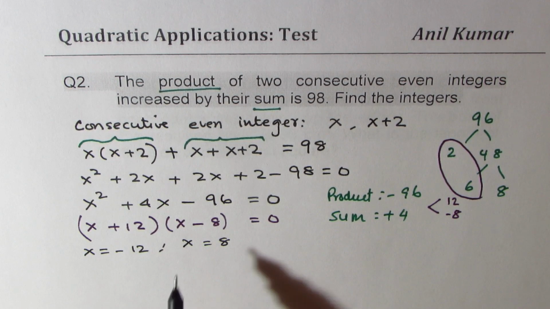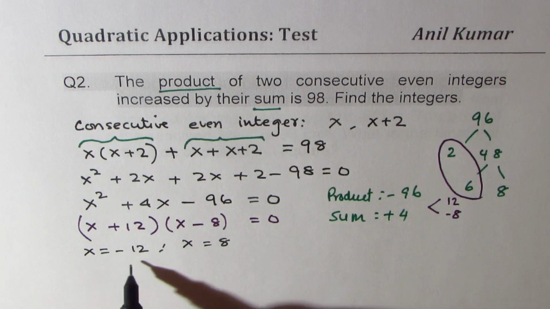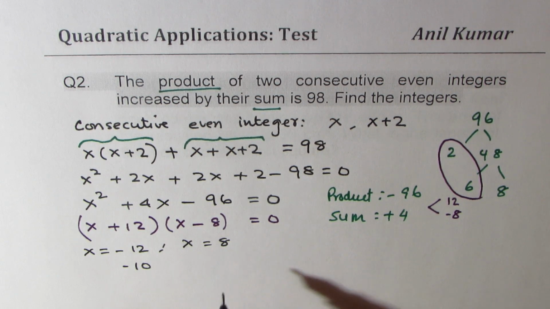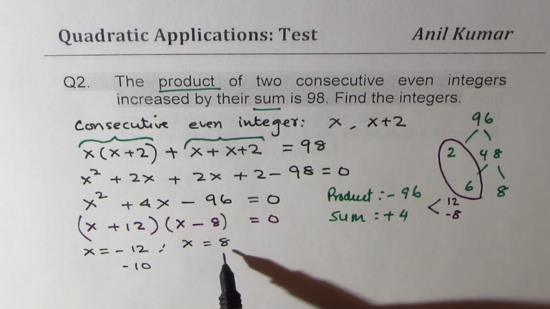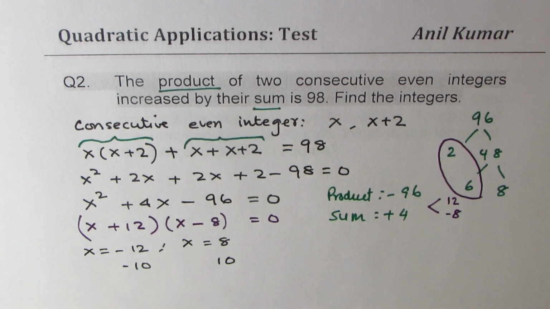Now if I take minus 12 as one option, then the other number is going to be, you have to add 2, right? So you get minus 10. And if I take 8 as one number, in that case again I have to add 2, so I get 8 plus 2 as 10 as the other number. Correct? So that is how we get our answer.